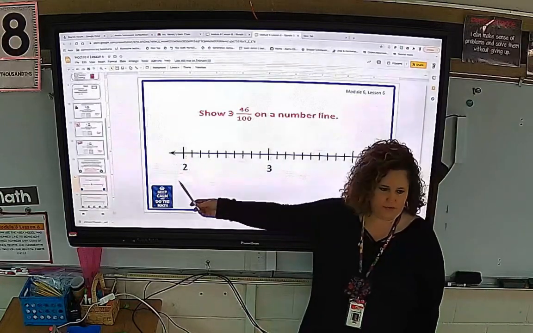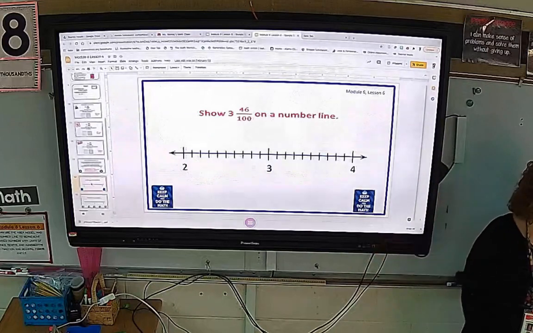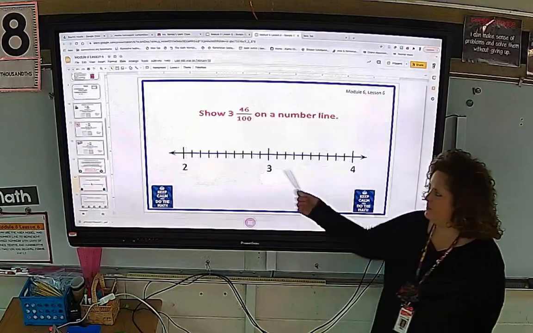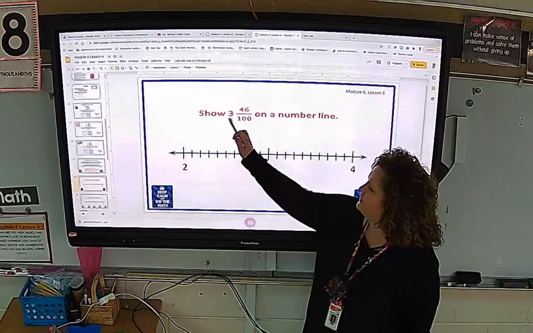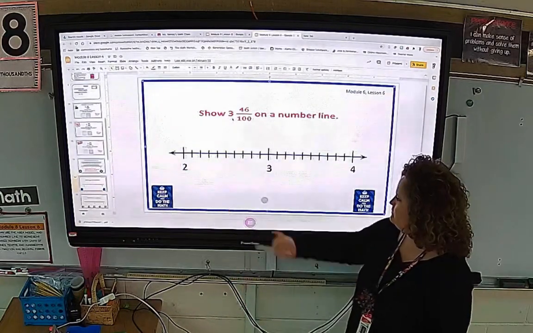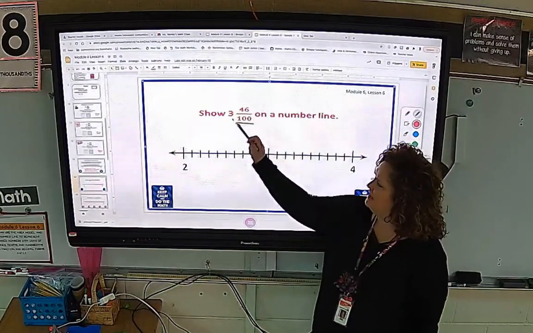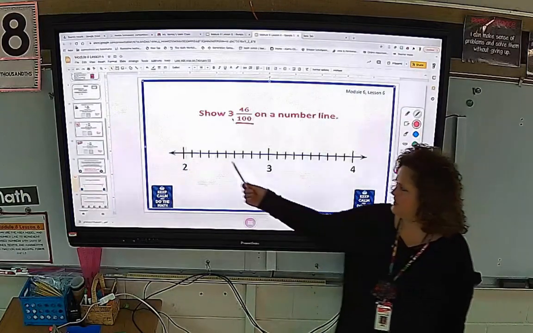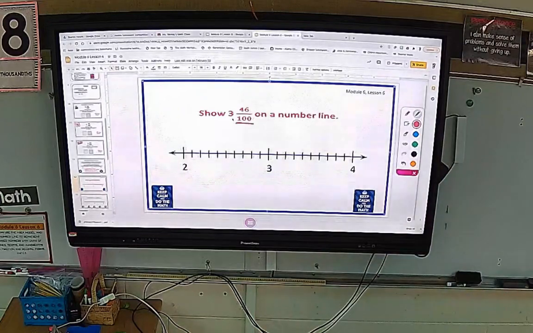You're going to start with 2. And then put 3 and 4 because we'll use those. If you want to put 5 on there too, that's fine. Those are the whole numbers that we're going to be between right here. How did you know that? Because you need the first whole number that you see, and you need at least one more past it for that little piece that's left over, that fraction or decimal piece.